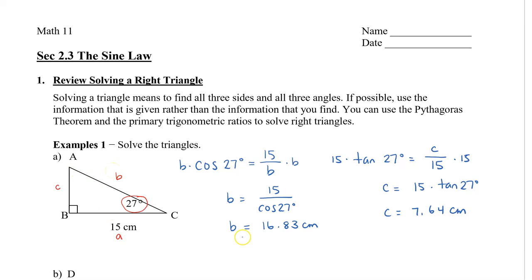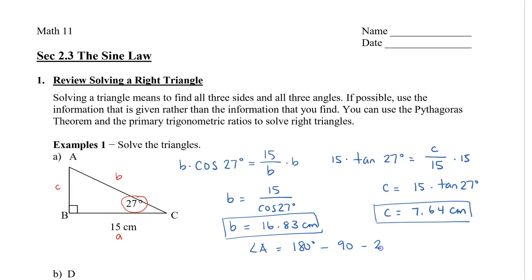So I have all three sides, and what I have left is to find the angle A. Angle A is equal to 180 degrees, because I know that all the angles in a triangle add up to 180. So 180 minus 90 minus 27 gives me that angle A is equal to 63 degrees.